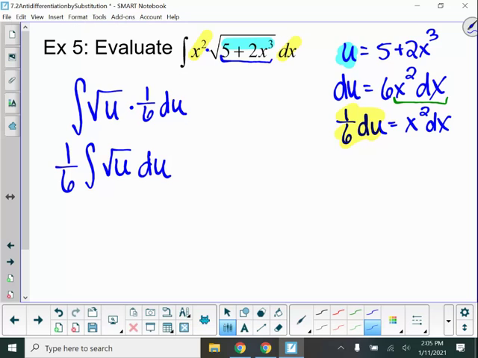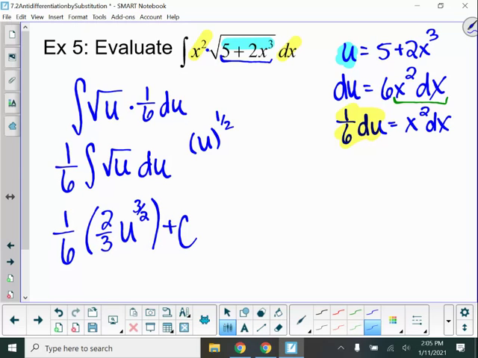Now, this might be a little bit difficult to think through. Remember, square root of u is u to the 1/2 power. This is just a power rule. So I would add 1 to the exponent. So if you add 1 to 1/2, you get 3/2. And then you divide by the new exponent. So if you're dividing by 3/2, that's actually multiplying by 2/3. And then plus c.